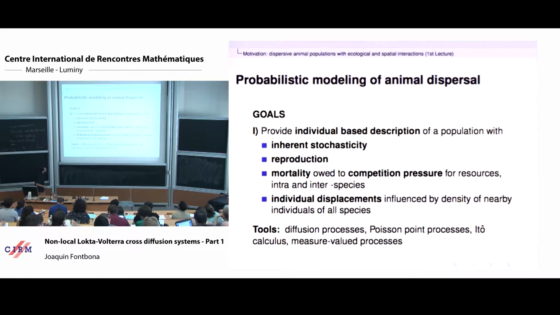The tools we use for constructing individual-based models are taken from the theory of stochastic processes. Typically, we will deal with diffusion processes and point processes, and of course the main toolbox for working with this is Ito calculus. We will also be dealing with other, more complex kinds of processes, which are measure-valued processes.